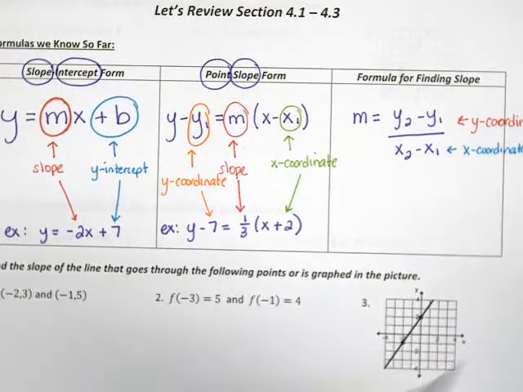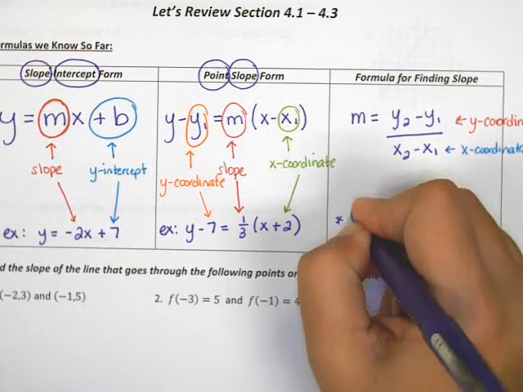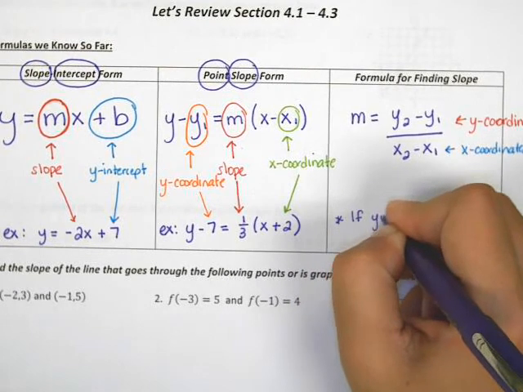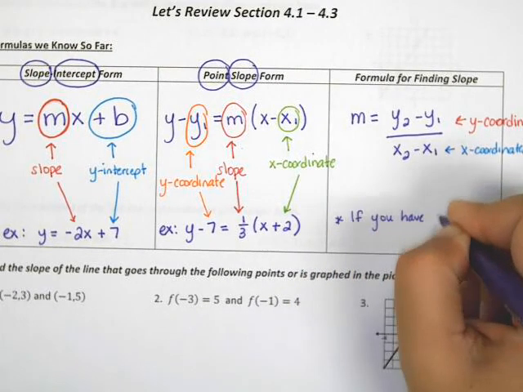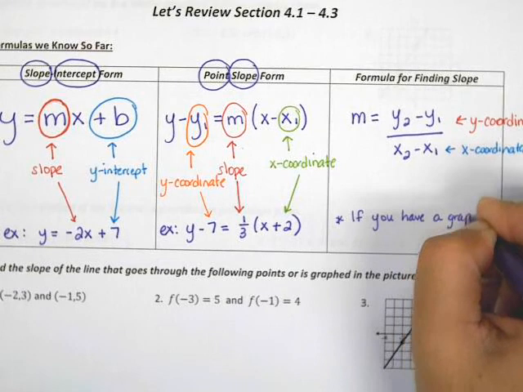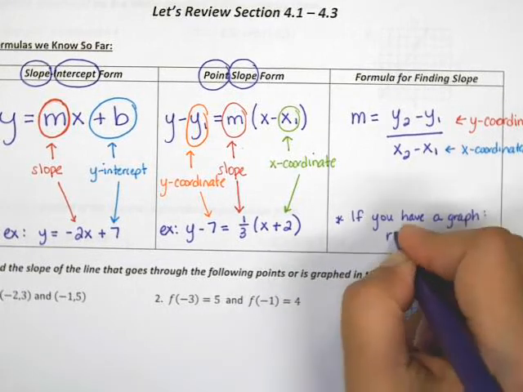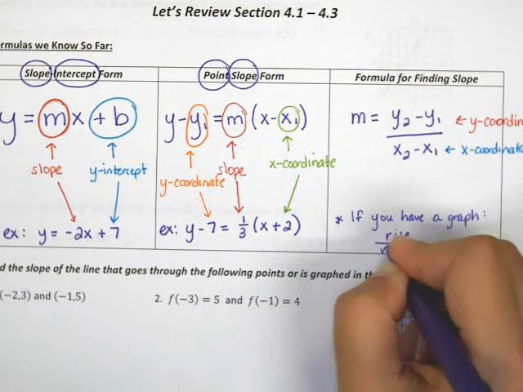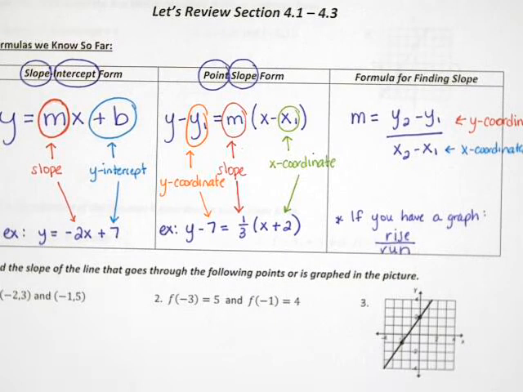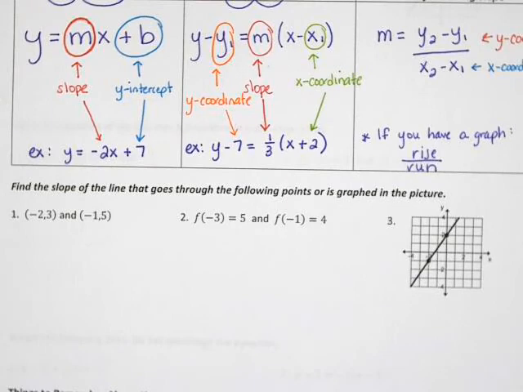Now we should remember that if you have a graph, you don't use this formula. You just count the boxes and you do rise over run. You only use the formula if you don't have a graph and you have two ordered pairs. So let's practice finding the slope really quick. Find the slope of a line that goes through the following points or is graphed in the picture.